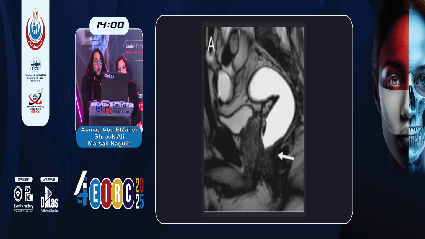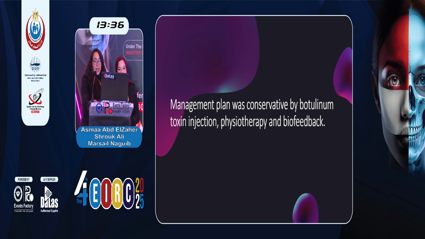The MR defecography revealed dysynergic defecation, which is evident here by puborectalis dyskinesia. It's seen second, without opening of the anal canal, the anorectal angle becomes more acute instead of being more obtuse, with evidence of anterior abdominal muscle contraction. The management plan for my case was conservative by botulinum toxin injection, physiotherapy, and biofeedback.